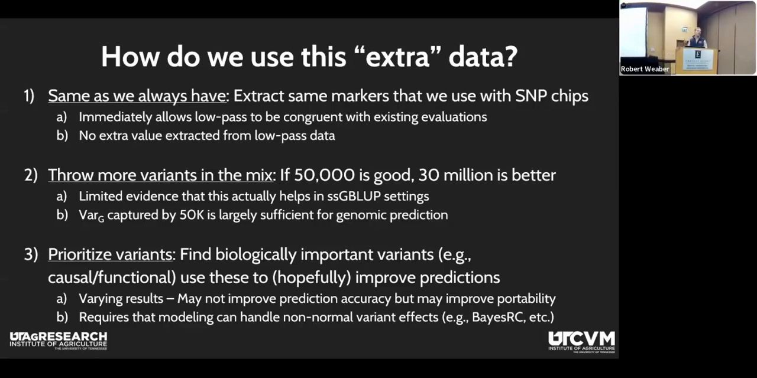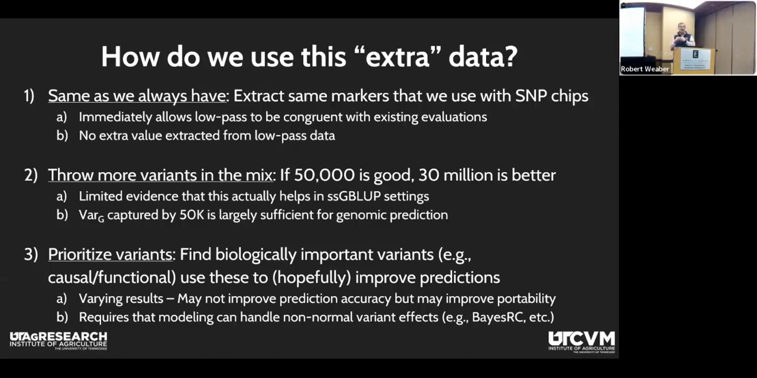In the immediate term, that might just look like using this the same as we do SNP chips, right? We get delivered 30 million SNPs from an imputation service, and maybe we just extract our 50,000 SNPs that we used to make a GRM, our 10,000 core SNPs in our genetic evaluation. In this case, right, this allows us to immediately use low pass. It's congruent with our typical genetic evaluation that utilizes chips.